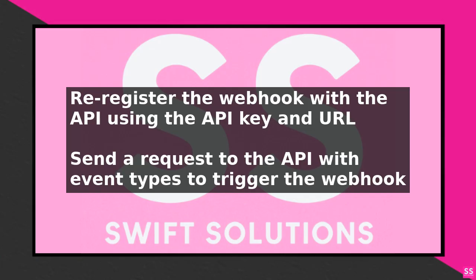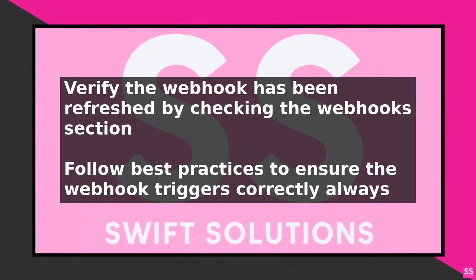Once you have sent the request, the API will verify the webhook endpoint and re-establish the connection. You can verify that the webhook has been refreshed by checking the webhooks section in your Bill.com account. Best practices for managing webhooks include regularly checking the webhook logs to ensure the webhook is triggering correctly and re-registering the webhook periodically to prevent expiration.